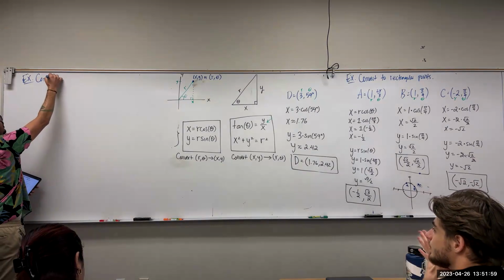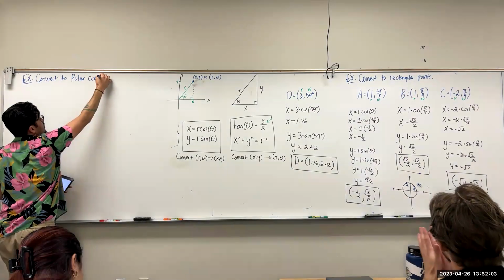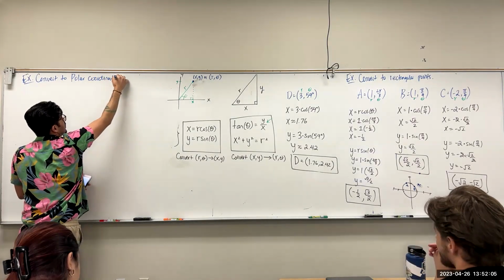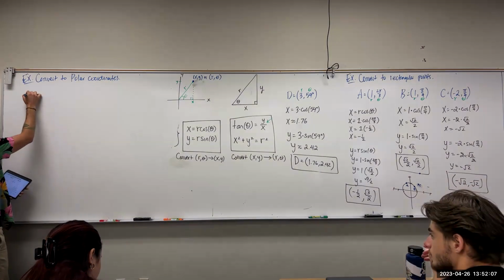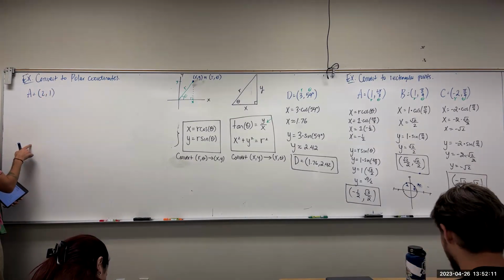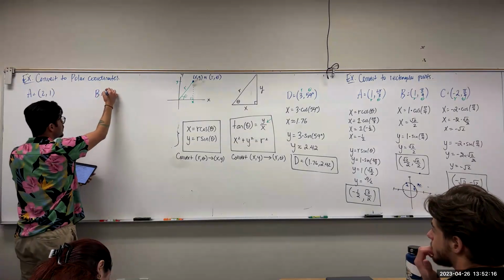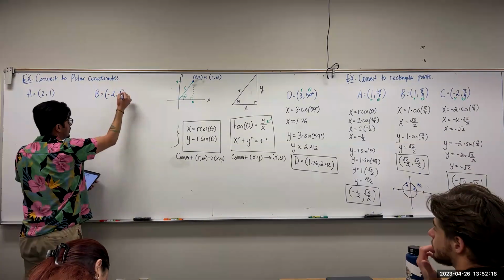Let's just convert to polar coordinates now. And we'll just do 2 points. We're gonna do the point (2, 1). And then we're gonna do the point (-2, 1).